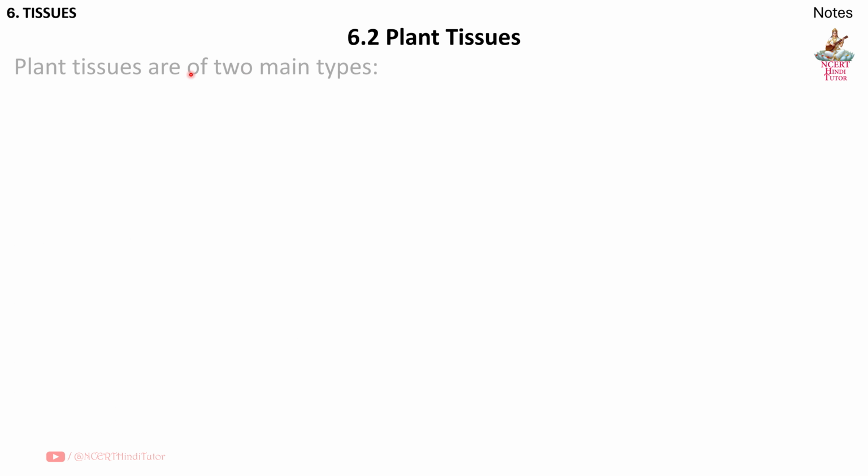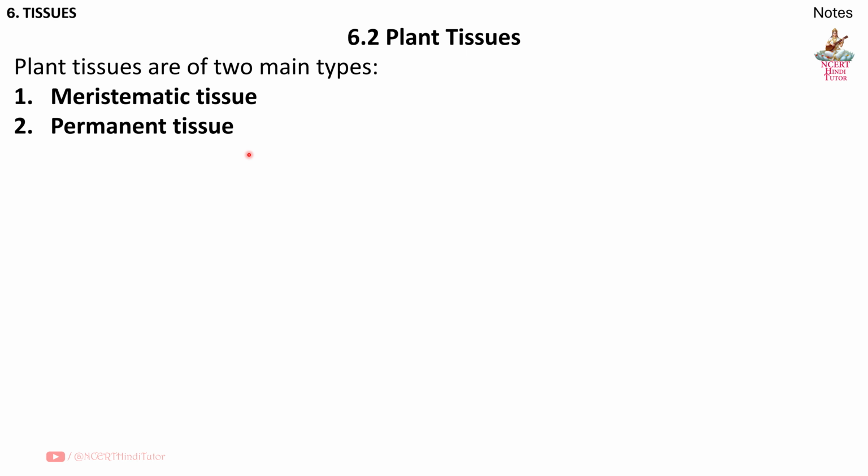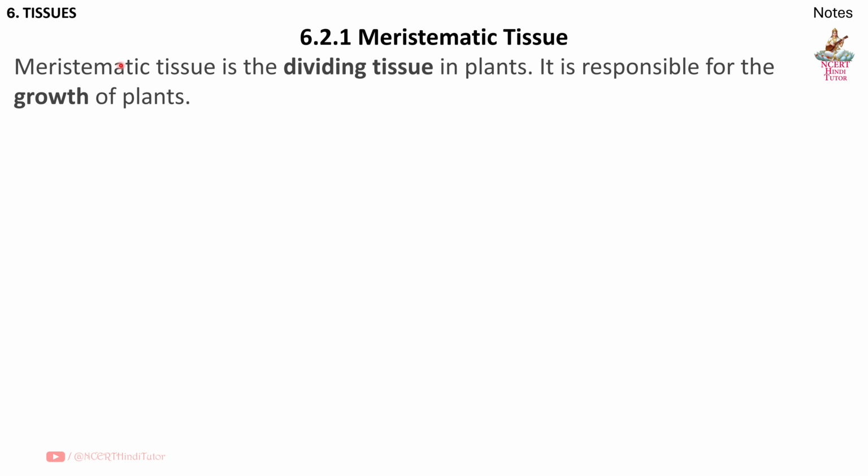6.2 Plant tissues. Plant tissues are of two main types. First, meristematic tissue. Second, permanent tissue. 6.2.1 Meristematic tissue. Meristematic tissue is the dividing tissue in plants. It is responsible for the growth of plants.